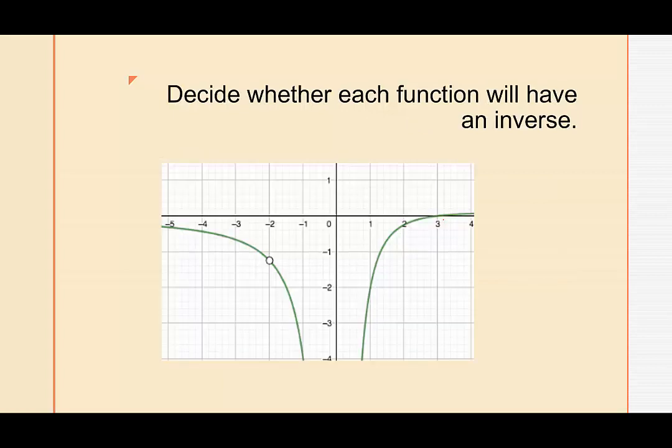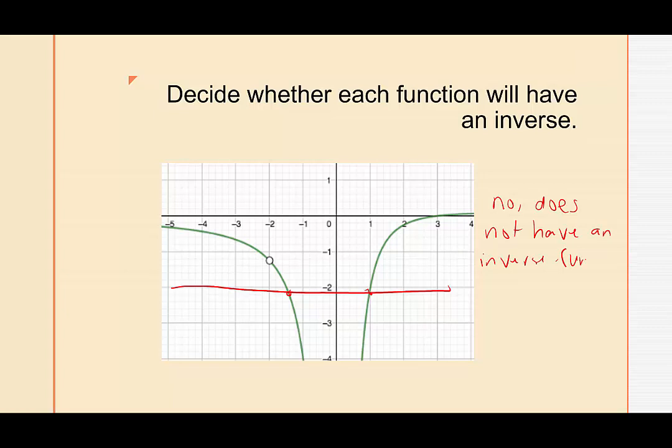Let's look at some examples. So is this function, will it have an inverse function? The answer here would be no, because I can draw a horizontal line right here and it hits the graph in 2 places. So this does not have an inverse function. Okay, let's look at our next example.